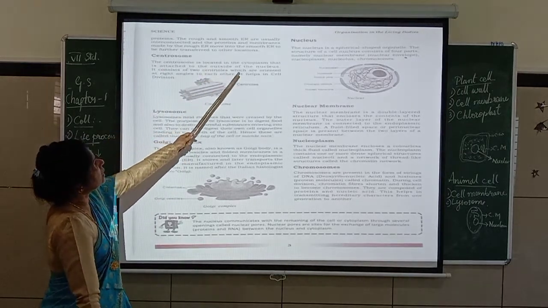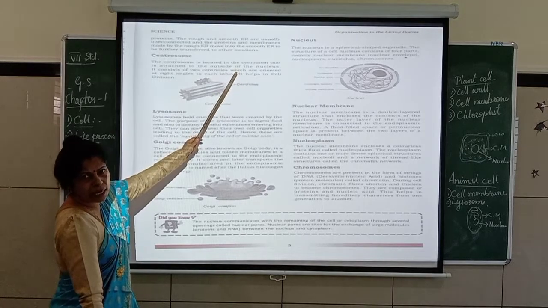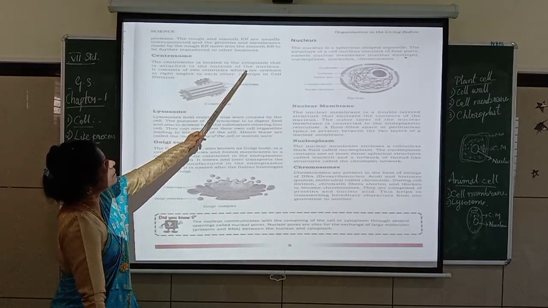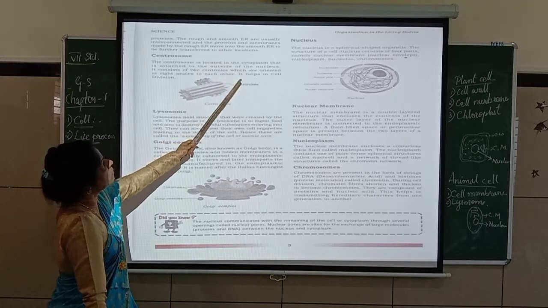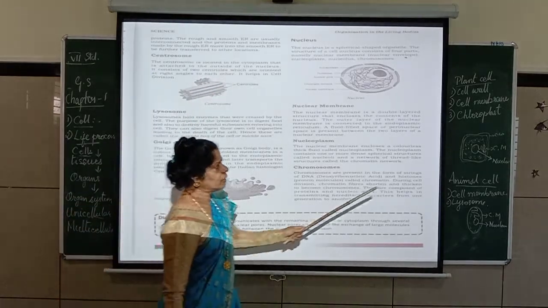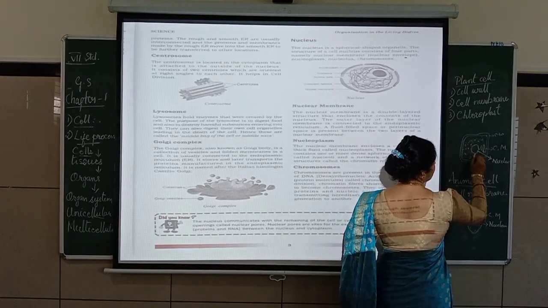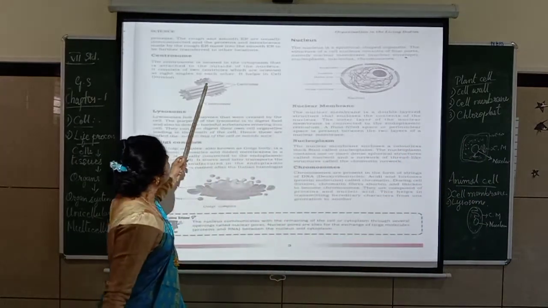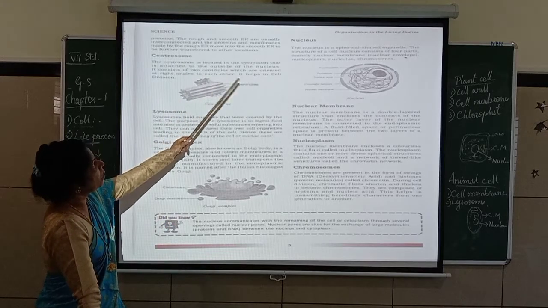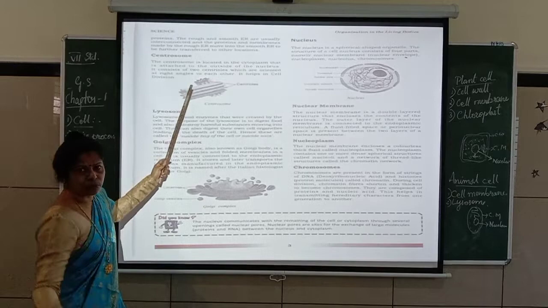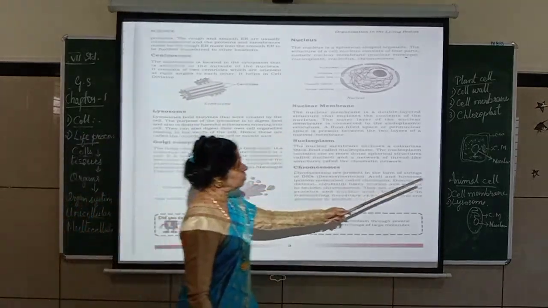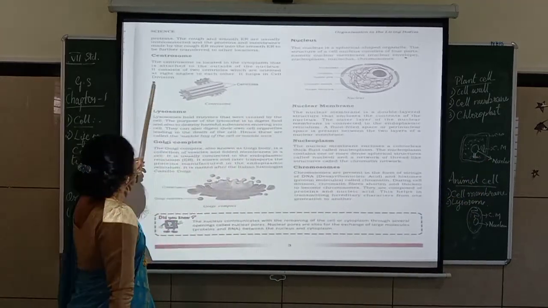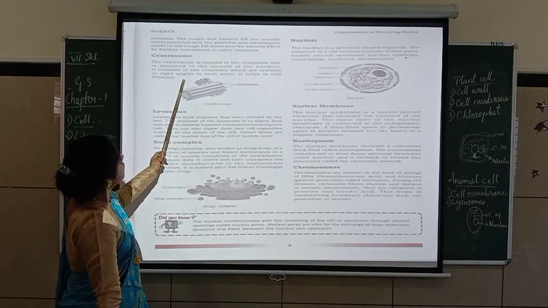The centrosome is located in the cytoplasm. What is cytoplasm? The jelly-like substance present in the cell is called cytoplasm. So the centrosome is located in the cytoplasm, attached to the outside of the nucleus. Here this is the nucleus, and here we will say the centrosome makes an L shape. Understood? So it is attached to the nucleus. Now it consists of two centrioles which are oriented at right angles, at 90 degrees, like this. Got it? Oriented at right angles to each other.